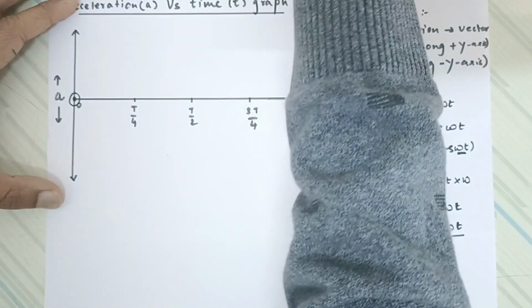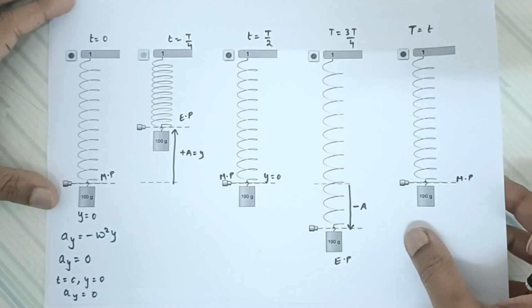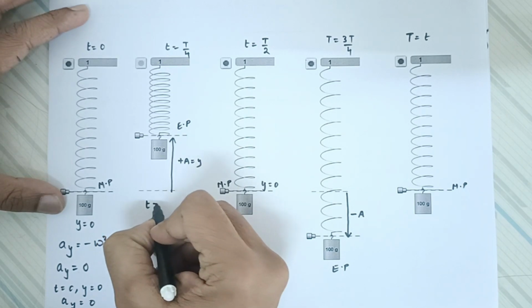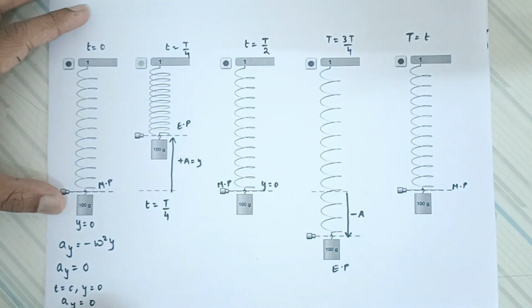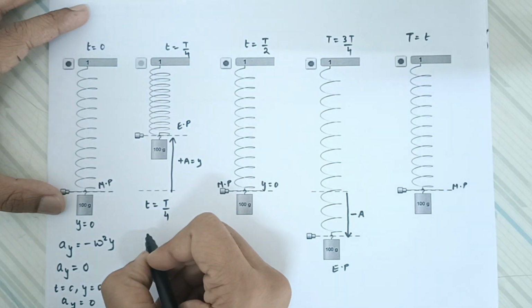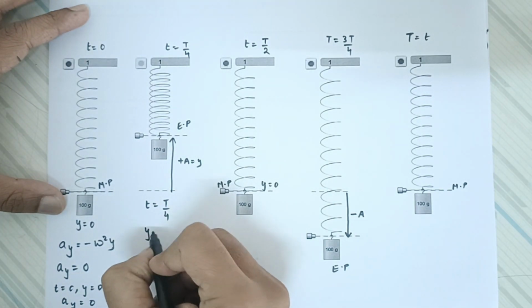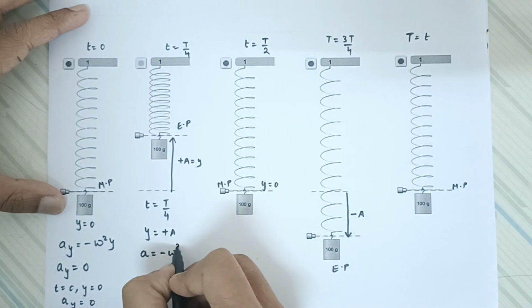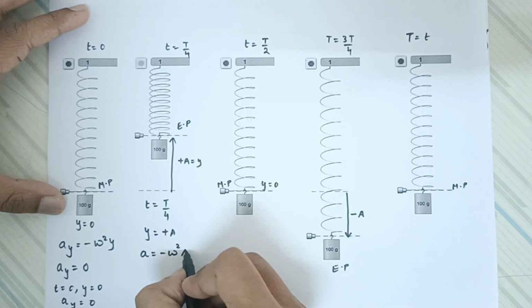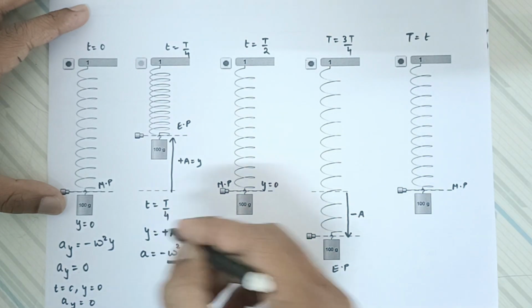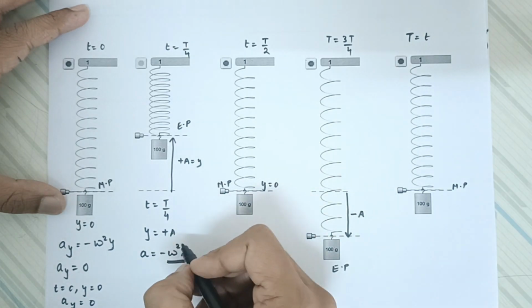Now let me bring back the paper and explain the rest of the other parts. Here at time T by 4, 1/4 of the oscillation gets over, and what do you have? You have y is equal to plus a. So acceleration is negative of omega square, and instead of y, I am going to put plus a. So the acceleration is going to be negative. I am not going to plot this. Please wait, you will understand why.